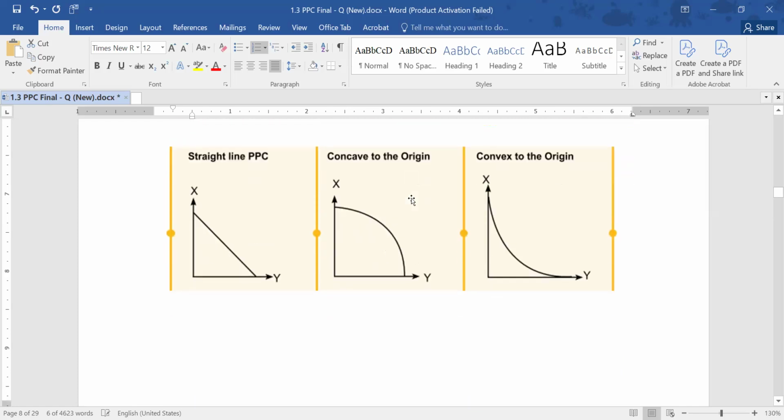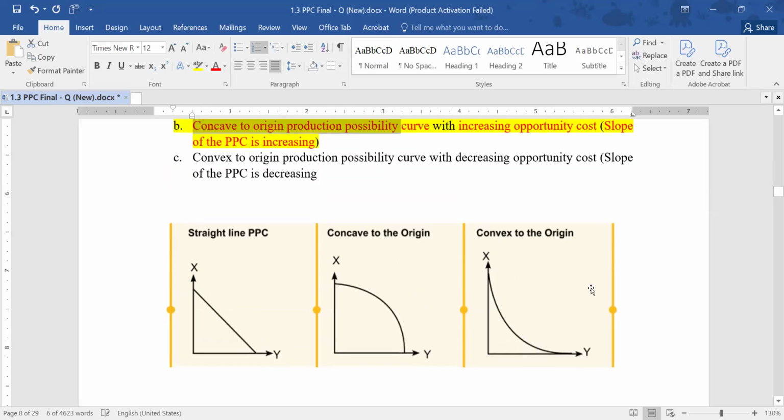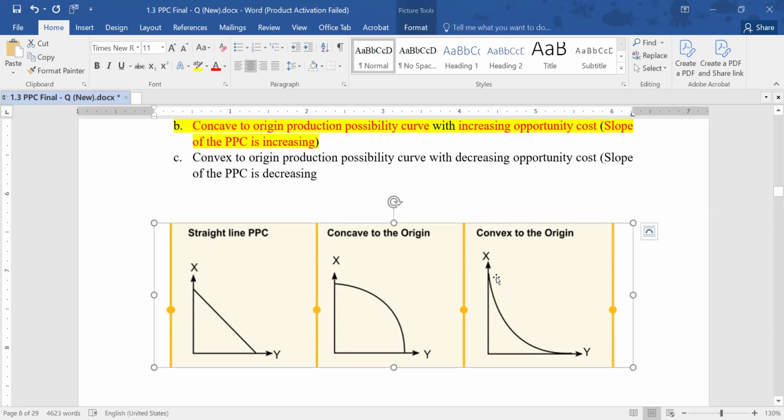Here, straight line PPC, concave to the origin PPC. The third one is convex to the origin PPC. As you can see, it is convex. This is the origin, and here convex to the origin. Convex shape means bulging upward, right? If the origin is here, at 0, it has a bulging shape. That means convex.